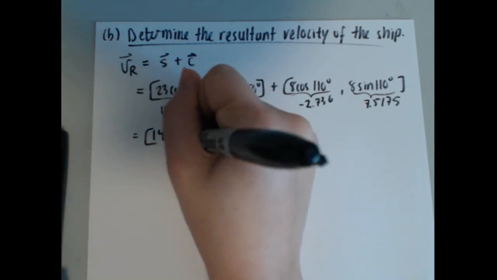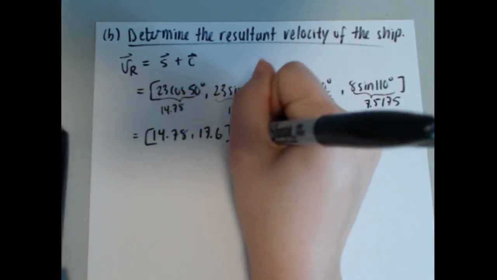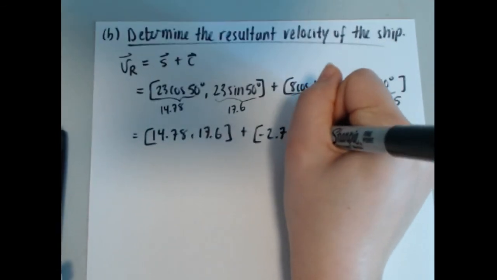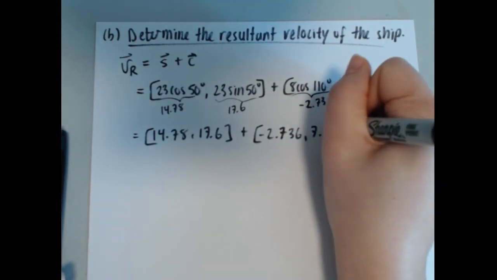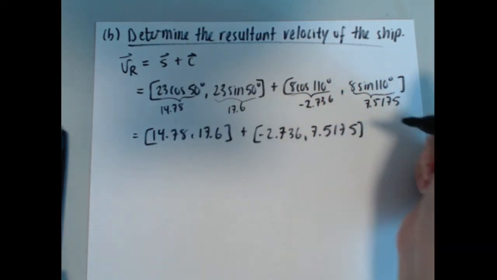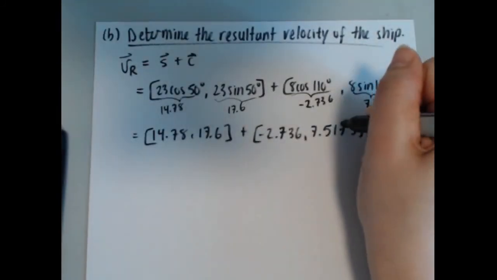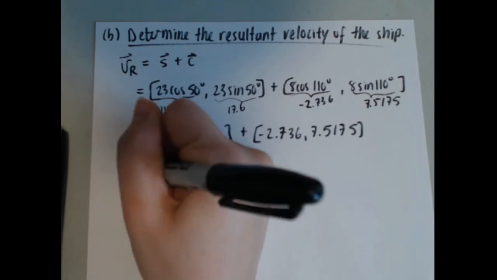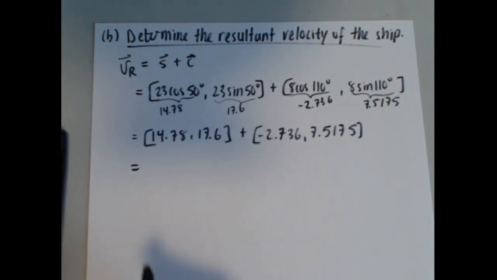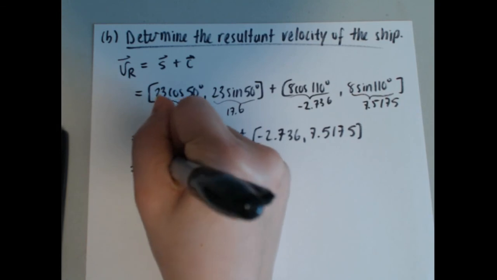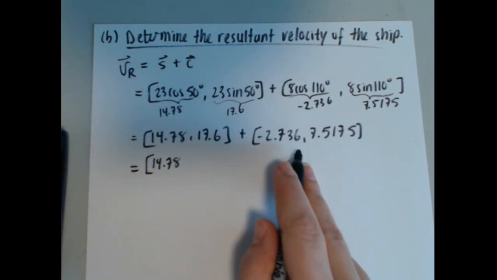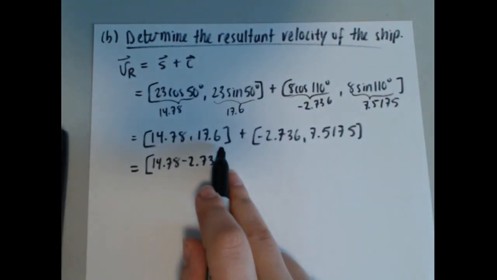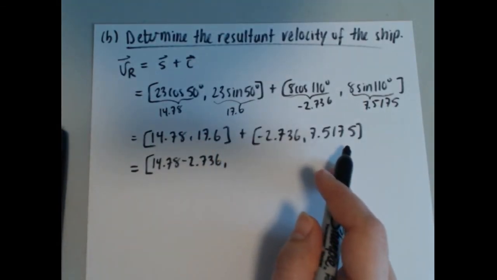So 14.78, comma, 17.6 plus negative 2.736, comma, 7.5175. Now I realize the number of decimal places I've kept is not exactly consistent, but that's okay. All right, so I need to combine the x terms and the y terms. So that means I'm going to have in the x 14.78 minus 2.736. And in the y, I'm going to have 17.6 plus 7.5175.